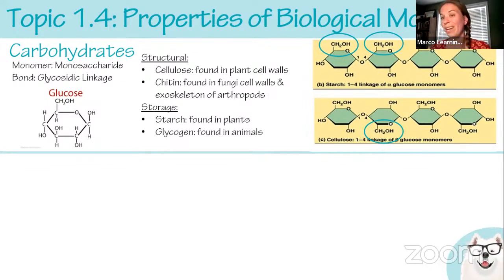because of this different structure, we're not able to break down cellulose. So we as animals cannot break down that beta linkage. We can only break down starch, the alpha linkage. And so there's a symbiotic relationship with microorganisms that will break that bond for us.